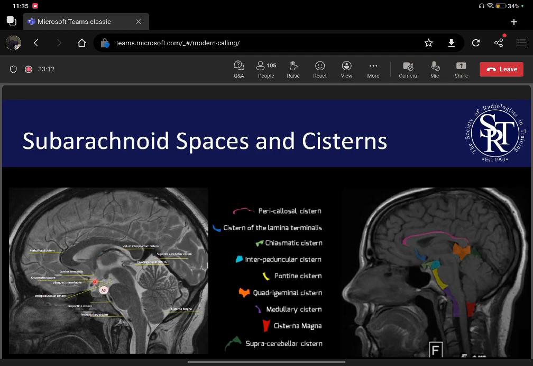Here again, I'm going to point you to our optic chiasm. This is our pituitary infundibulum coming down to here, our pituitary gland. The cistern in front of these structures is our chiasmatic cistern, chiasmatic for optic chiasm. It's also called the suprasellar cistern, supra above, sella above the sella turcica. And here in light blue, just in front of the midbrain, in between the cerebral peduncles, is our interpeduncular cistern.